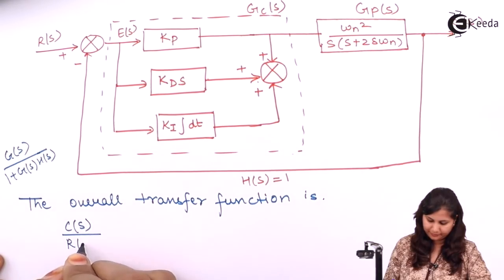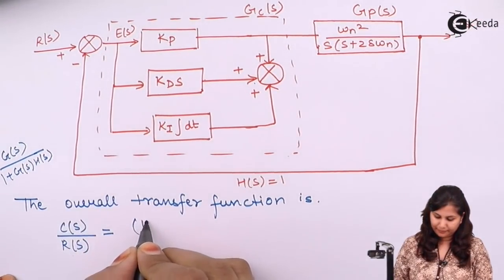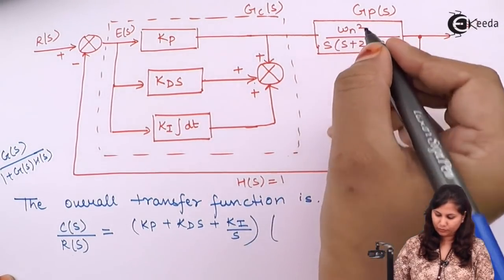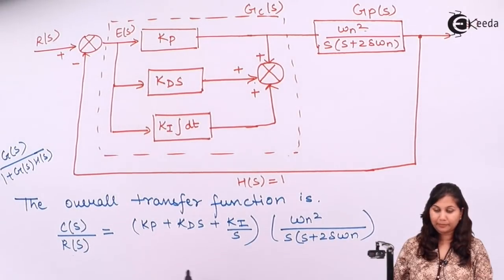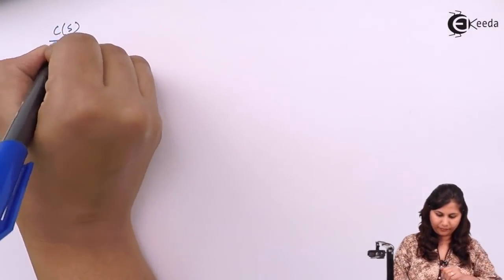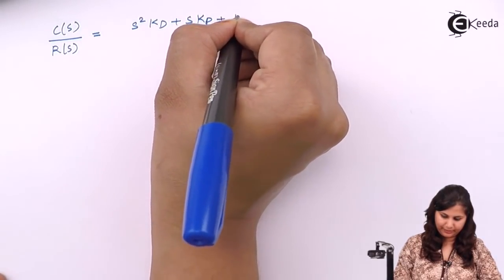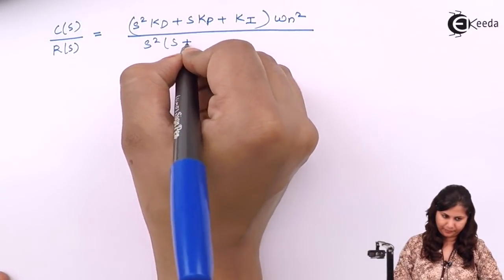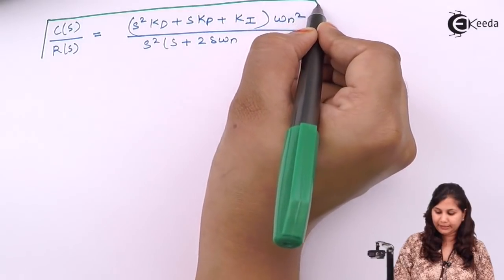C(s) upon R(s), KP plus KD s plus KI by s. So we have KP multiplied with this omega n square, and we have 1 plus G(s)H(s) also. So this C(s) by R(s) will become s square KD plus s KP plus KI. So this is the complete transfer function of the system which has the PID controller in it.